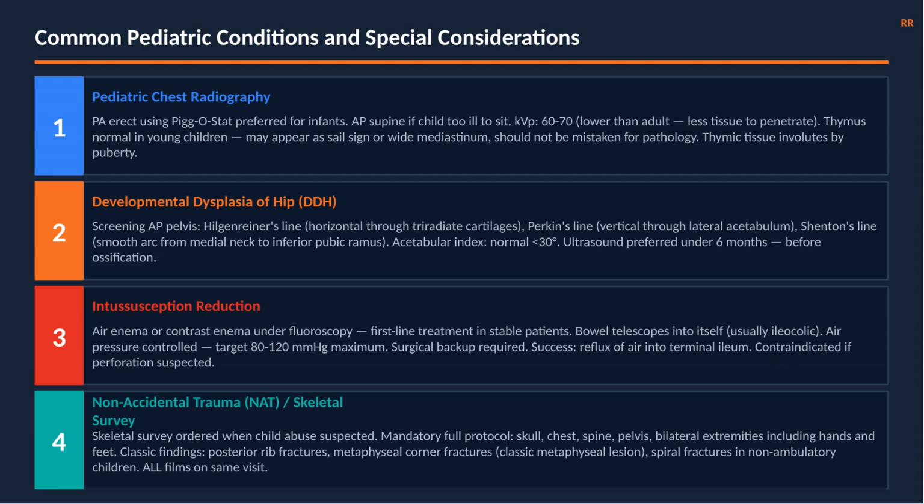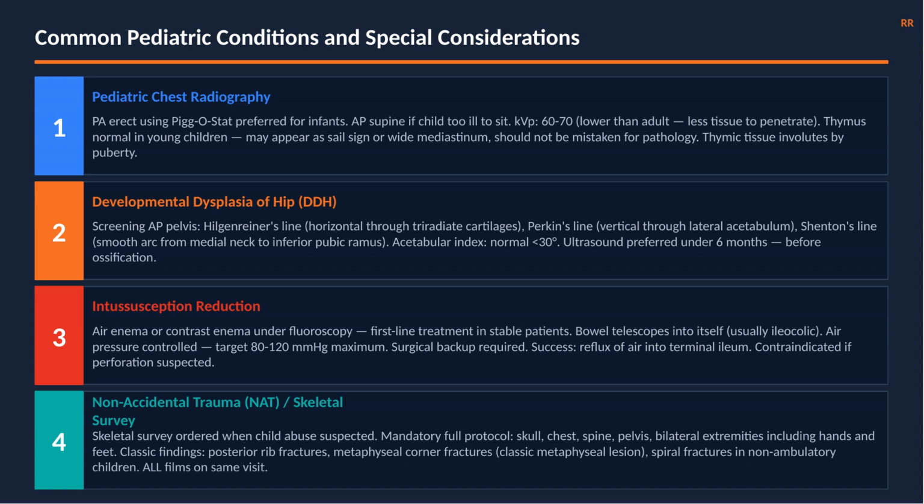DDH, developmental dysplasia of the hip. Standard AP pelvis. Hilgenreiner's line is drawn horizontally through both triradiate cartilages. Perkins line is vertical through the lateral acetabular edge. Normal, the femoral head ossification center is in the lower medial quadrant. Shenton's line is a smooth arc from the medial femoral neck to the inferior pubic ramus. Disruption indicates dislocation. Ultrasound is preferred for infants under 6 months, before ossification.